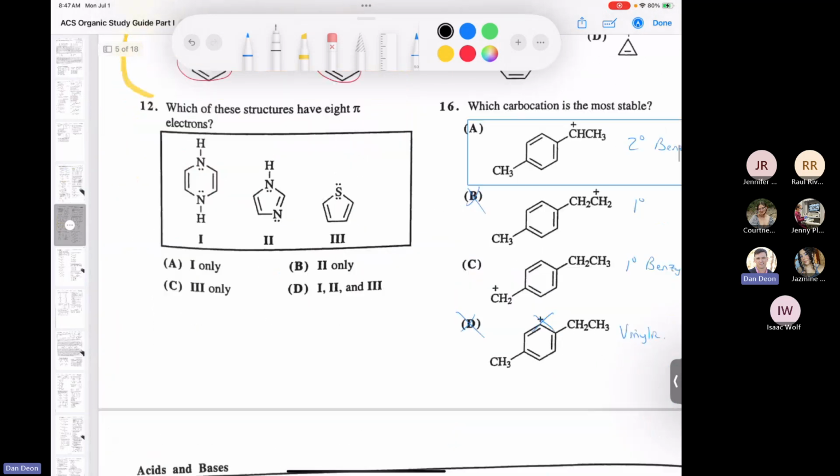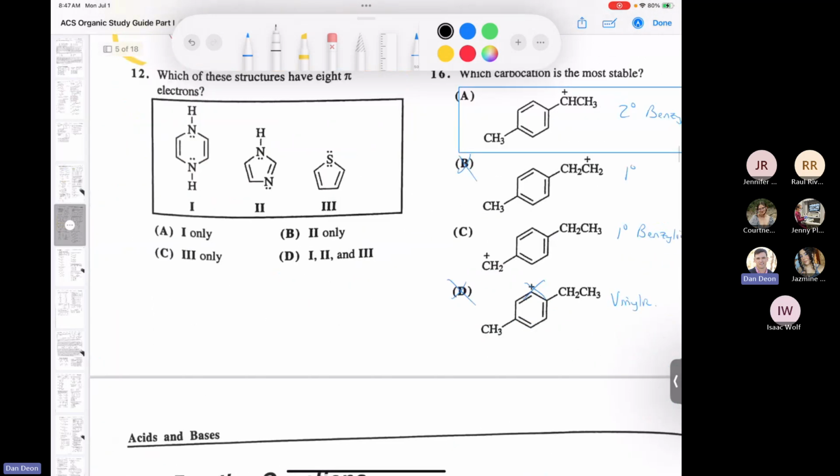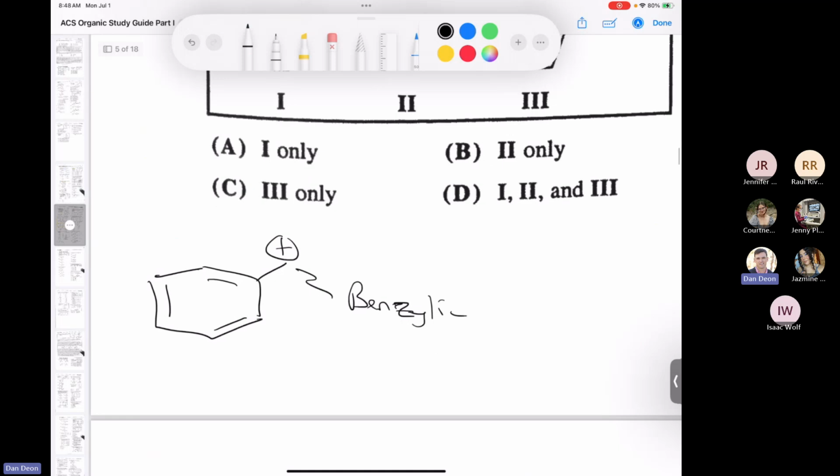So remember what the benzylic position is. If you have an aromatic ring, the first position, this position here, is the benzylic position, okay? So if you have a carbocation there, you might think, oh, that's primary. He told me that's really unstable. Primary carbocations are unstable, but you can't compare this versus this. They're not even anywhere in the same realm, right?